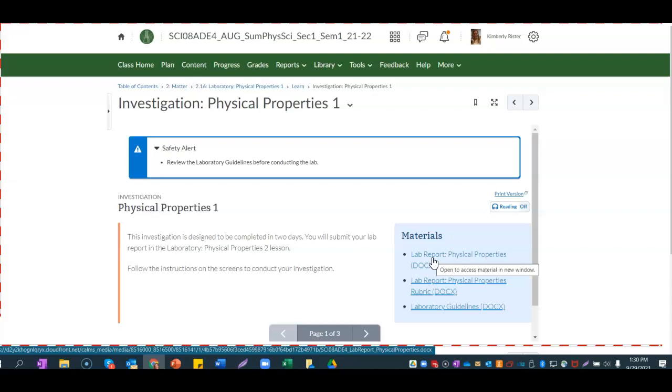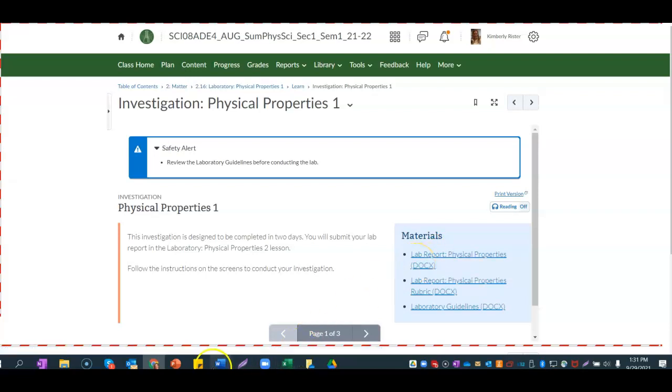So you're able to go to your science notebook slide, answer all those guiding questions, put all your notes in, and be done with the notebook slide so that you can move on to your lab report. So you want to open up your Word document and be ready to go.